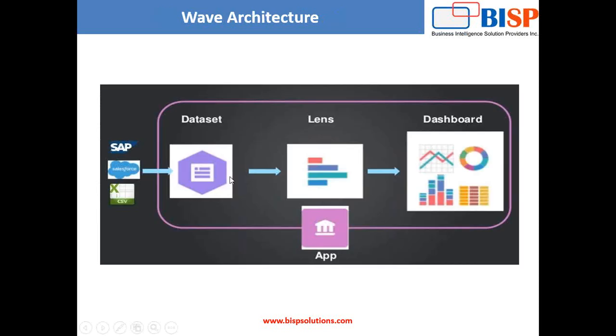So let's talk about the Wave architecture and the various components. Salesforce Wave comprises three main components: dataset, lenses, and dashboards, and all of them are bundled up into an app, or a folder known as an app. This app could be a private app or it could be a shared app.